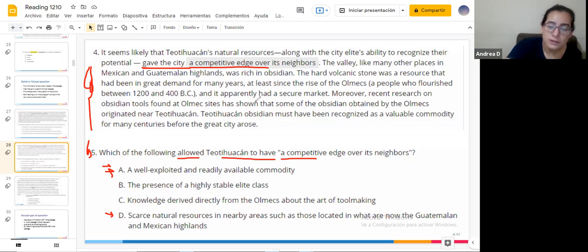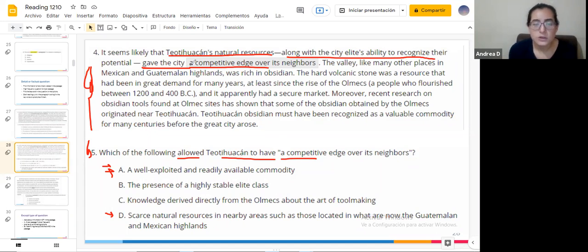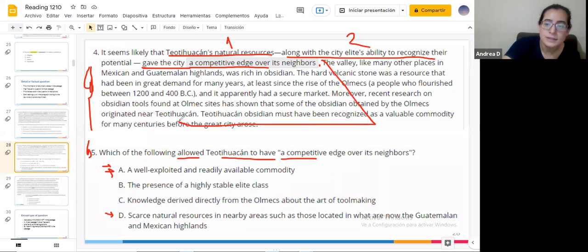Since we have identified those keywords, we know where the answer is. It's the first line, isn't it? Because it says, it seems likely that Teotihuacan's natural resources, along with the city elite's ability to recognize their potential, gave the city a competitive edge. So what gave the city a competitive edge? We have two things: Teotihuacan's natural resources and the city elite's ability to recognize their potential. So that's it. Now, you don't have to read anything but that, okay? You need to forget about everything that comes next, because this is not a summary question, this is a detailed question. So I guarantee it won't be anything that's mentioned later.